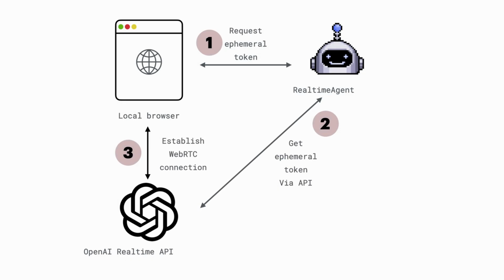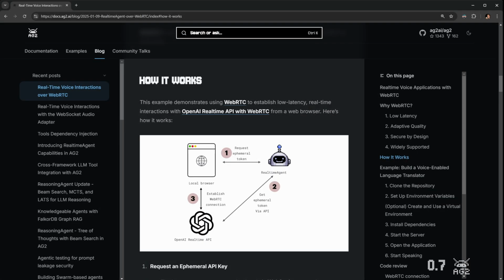To start with, the browser requested a short-lived token, and together with an ephemeral key from the OpenAI REST API, a secure connection was established between the browser and OpenAI's real-time API. The real-time agent also had a connection to the OpenAI API so it could support the conversation.